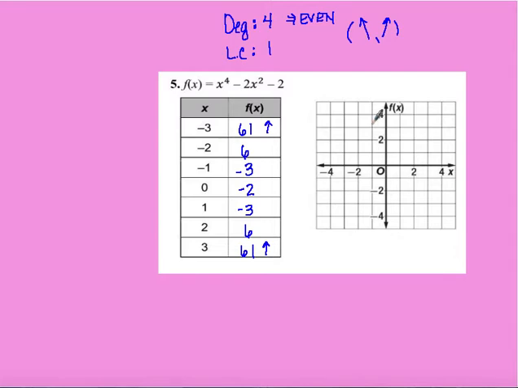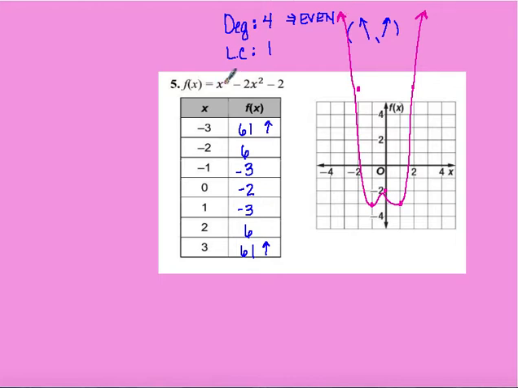So now I'm going to plot these points. -3, obviously I can't get to 61, but it's going to be way up here. I'm going to put my arrow up there. -2 is going to go to 6. -1 is going to go to -3. 0 plots at -2. 1 plots at -3. And 2 plots at 6. And of course, 3 is going to plot way back up here at 61 where we can't see on our graph. So now I'm going to go to my furthest left point and start connecting those points left to right. As you can see, I have this little bit of a W shape in this quartic function.